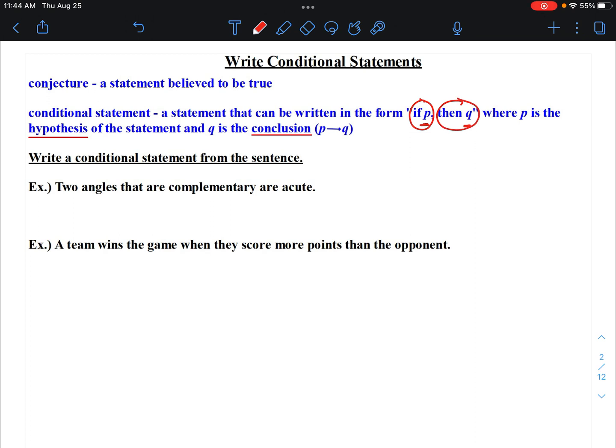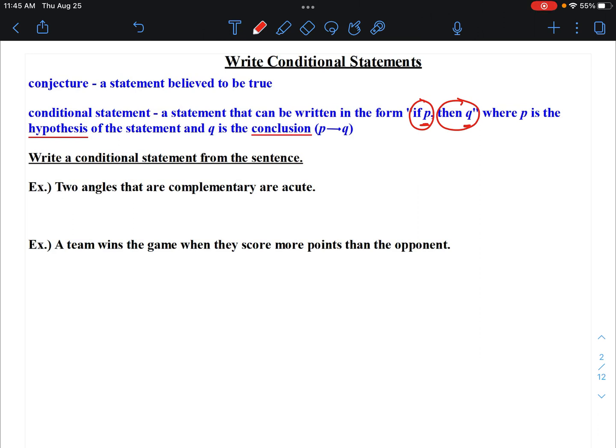And they won't always use the words if and then. Okay, they'll use variations of those words, and we'll go through a few examples of that. So like this first one says, write a conditional statement from the sentence, two angles that are complementary are acute. Okay, you'll notice they didn't use the words if or then in there anywhere. We're going to be writing the if-then statement.